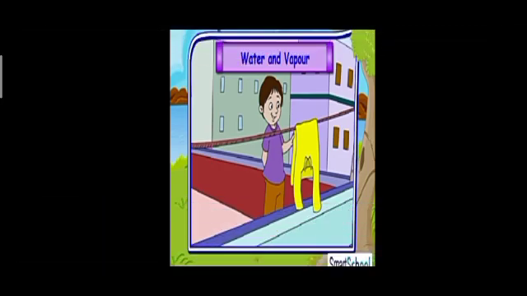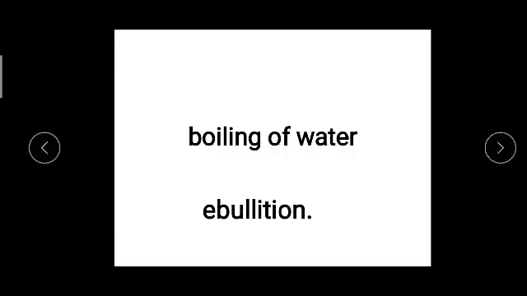So now see this short video. Molecules begin moving faster, and some of them spread out and form a gas. We call that gas water vapor, and that's what's inside the bubbles you see. Okay students, now tell me what you saw in the picture: boiling of water, which we also call ebullition.